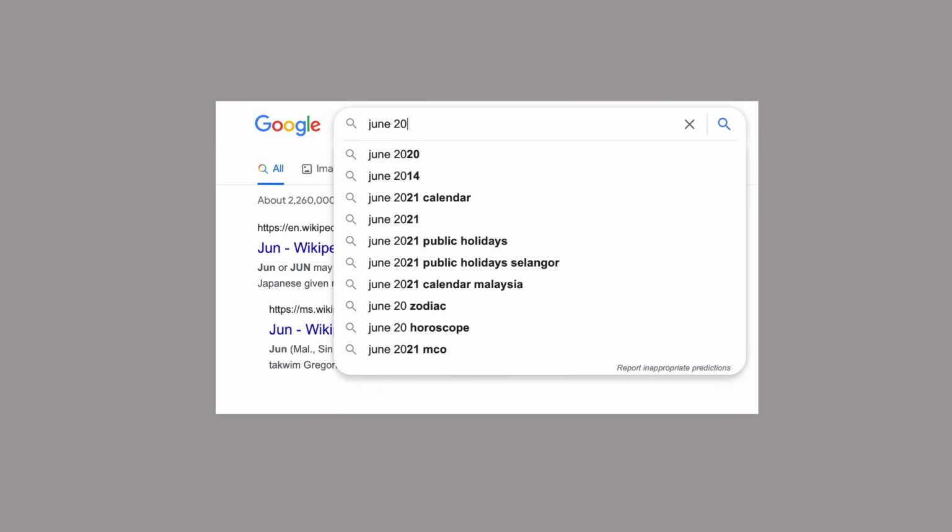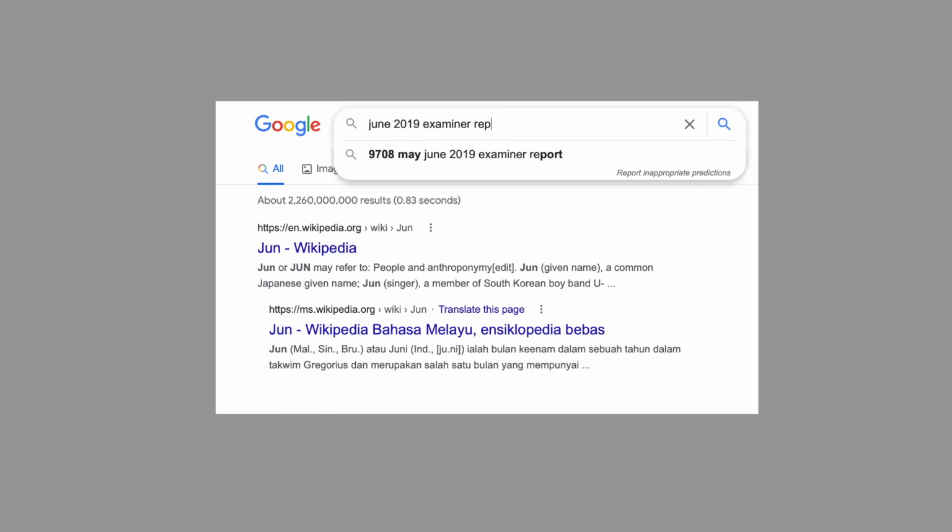Search up the month and year of your paper, then write examiner report. Not all papers have examiner reports, but you should always look them up. It is what transformed my grades from C to A star.